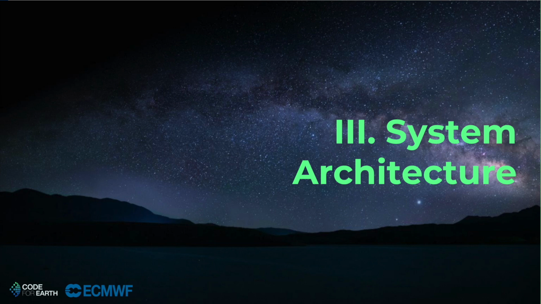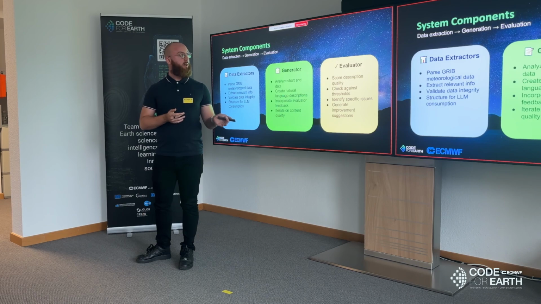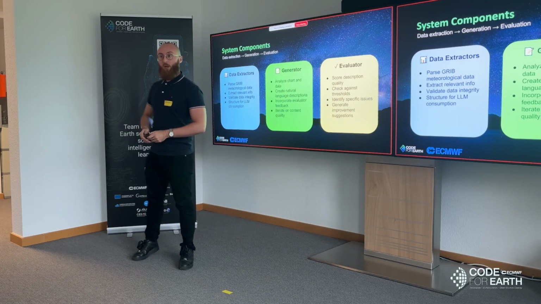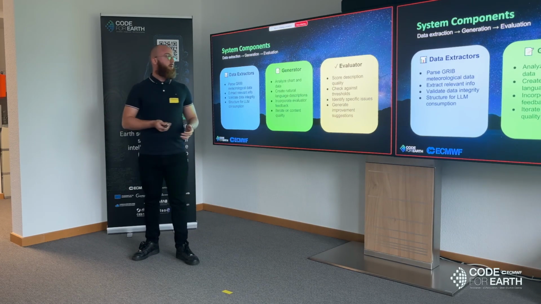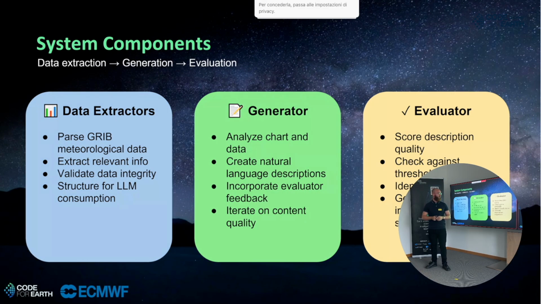So now you may wonder, that's good, but how did you do that? We had three main components in the system. There were the data extractors, the generator, which is a large language model, and the evaluator, which is also a large language model. First, the data extractors, they parse the data, which were input in the system with the GRIB files, or because we use the EarthKit data library, there are some level of abstraction, so you are quite flexible with that. But we just use the GRIB data in our case.